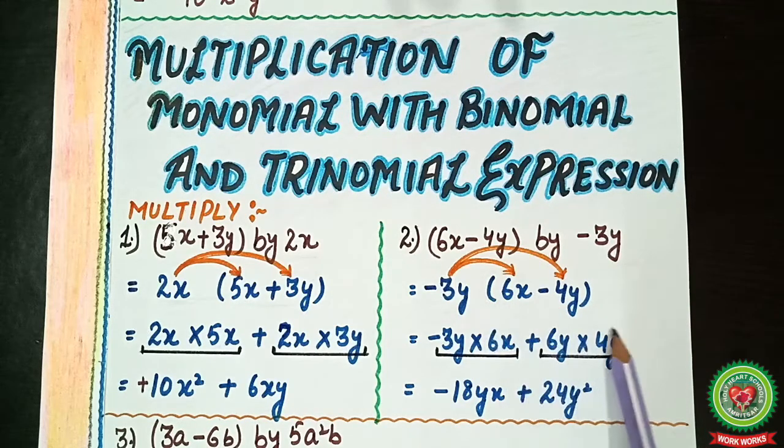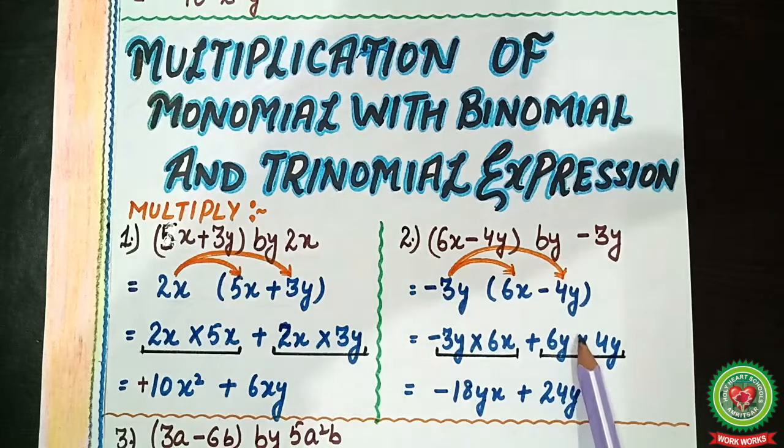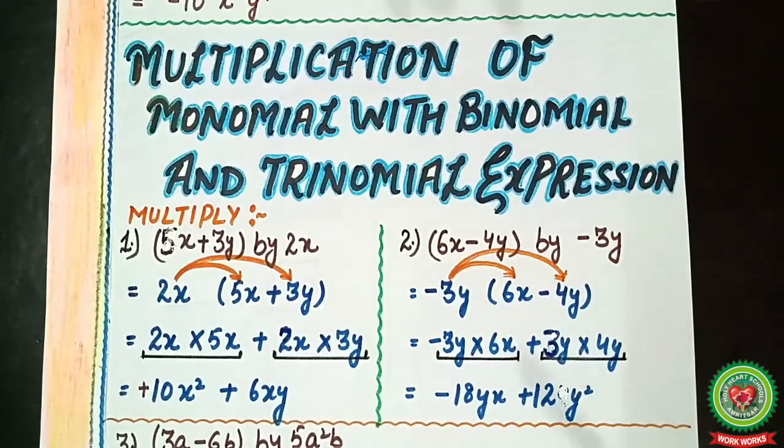So here you will write, next is plus 3y into 4y, right? So here you will underline it again. Now minus will remain minus because unlike sign of minus, 3 sixes are 18, y into x that is yx. Plus will remain plus, 3 into 4 that is 12 and y into y that is y squared. So this is your answer for this statement.